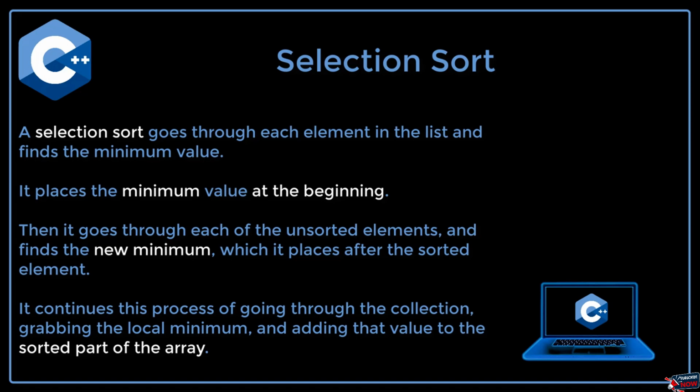Then it goes through each of the unsorted elements and finds the new minimum, which it places after the sorted element. It continues this process of going through the collection, grabbing the local minimum, and adding that value to the sorted part of the array.